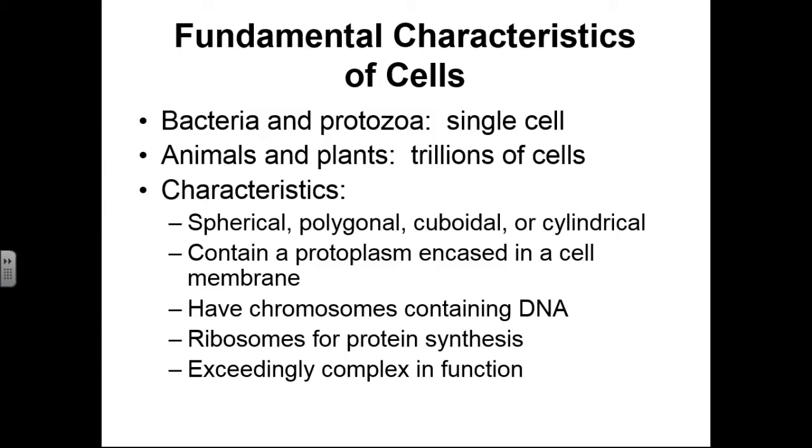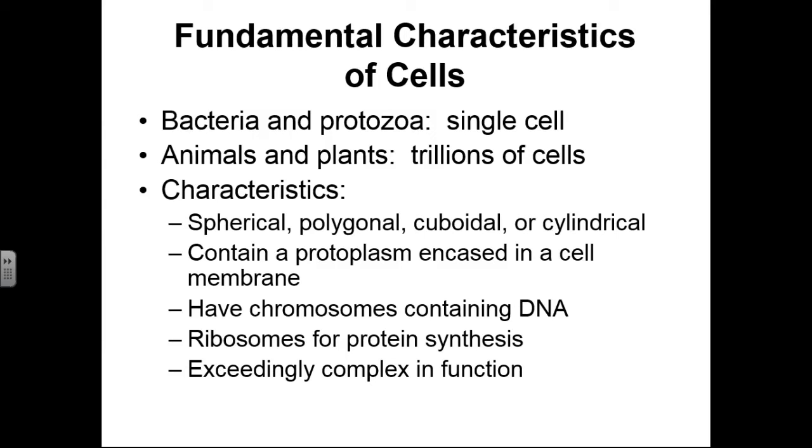Hey class, let's talk about cells and taxonomy. If we look at cells, bacteria and protozoa cells, or life forms, are always going to be in a single cell state. Animals and plants are almost always going to be in states of having trillions upon trillions of cells.